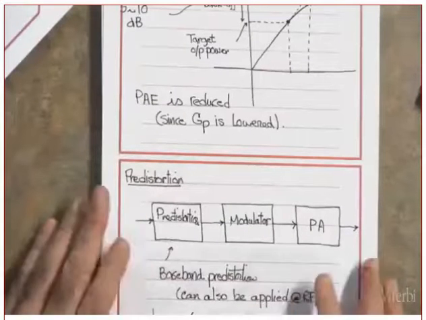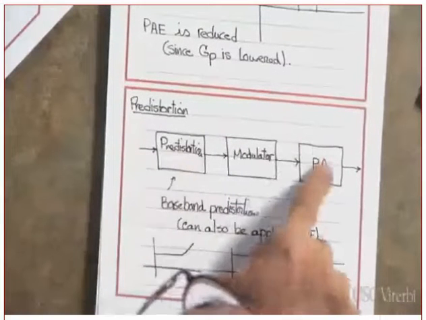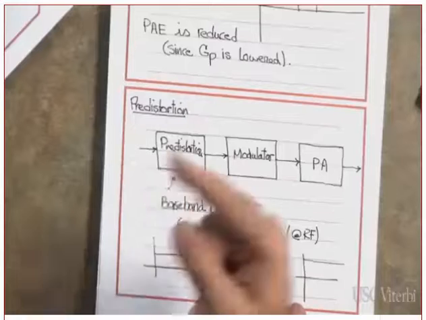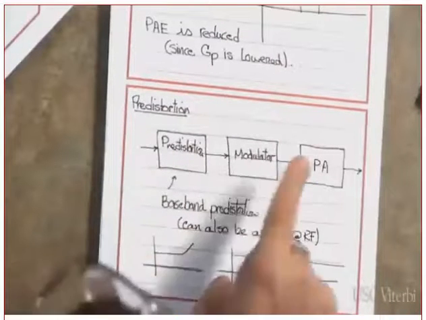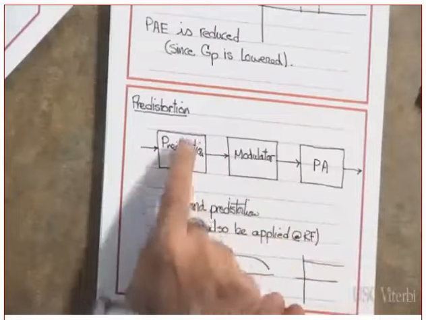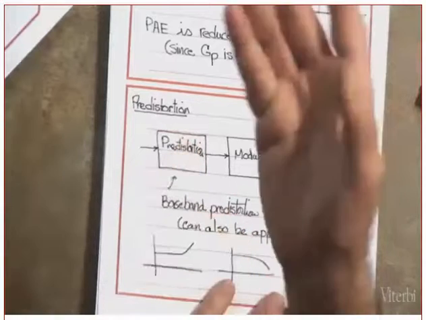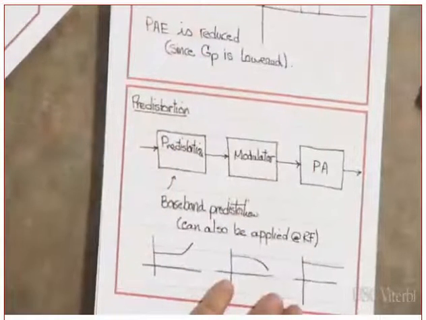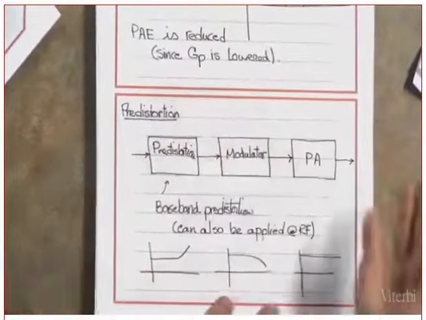Now, I want you to understand one thing here. In this block diagram, when did I do the pre-distortion? I did the pre-distortion at the baseband, which means before the modulation. I could have done it after the modulation, but it's much better to do it before the modulation. Why? Because before the modulation you are dealing with baseband, so you can use digital circuitry. Clear?